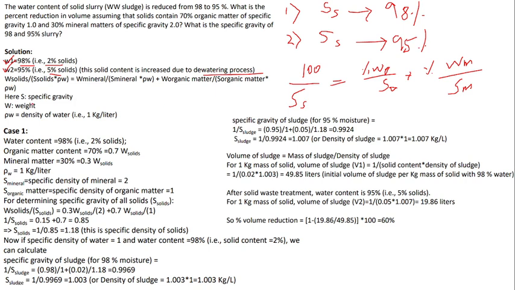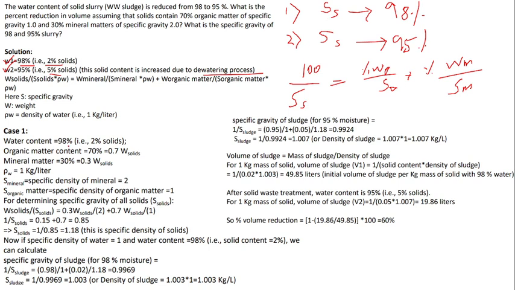Now this is the general equation. We will come to this later. In this problem, S is given as the specific gravity, W is given as the weight, and rho W is mentioned as the density of water. So we have to solve this step by step.